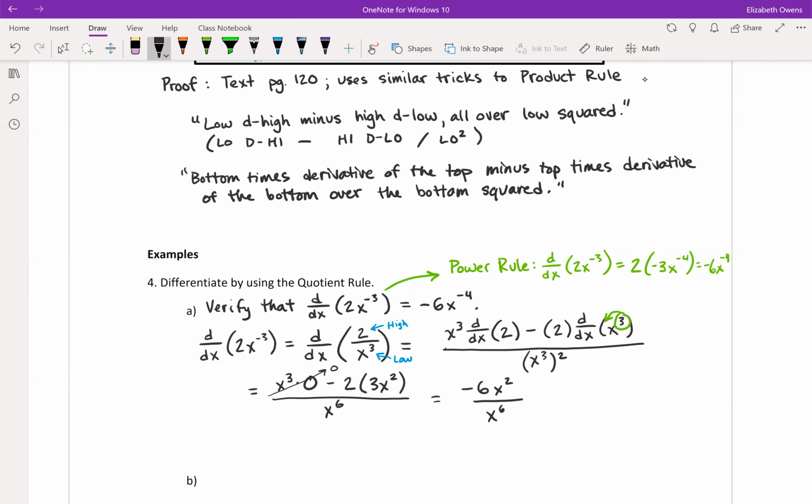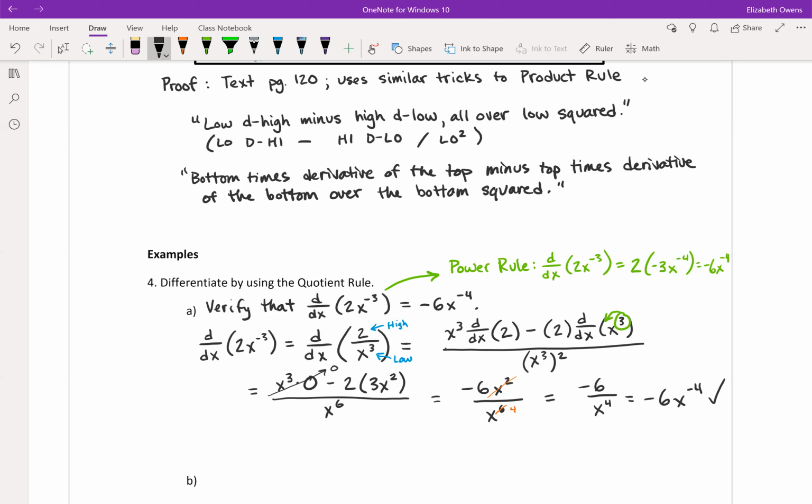And you can cancel out 2 of those x's in the numerator and denominator, leaving us with 4 x's in the denominator. So that's negative 6 over x to the 4th. And if we write that as a negative exponent, that is negative 6x to the negative 4 power, which is exactly what we were trying to verify. So this worked out for us. The quotient rule did what it was supposed to.